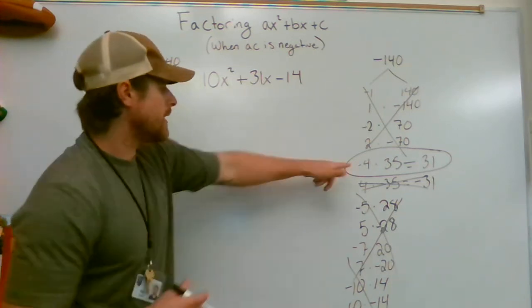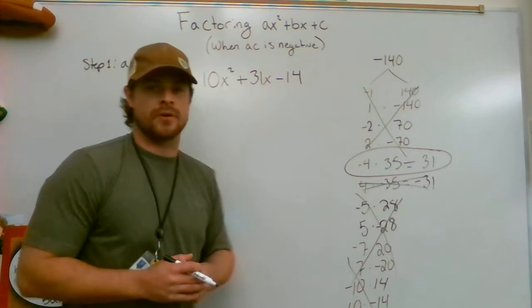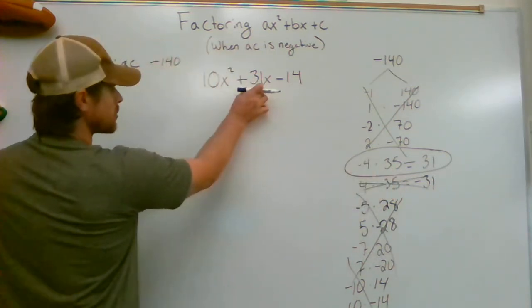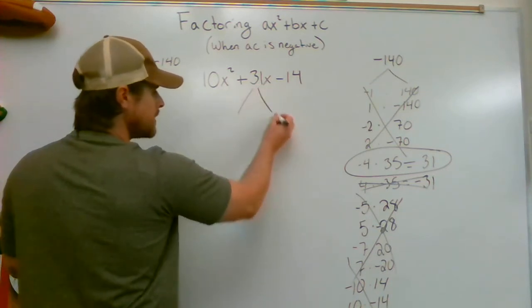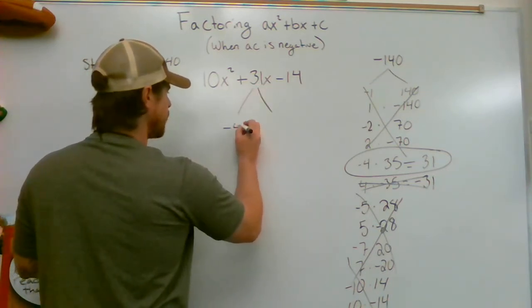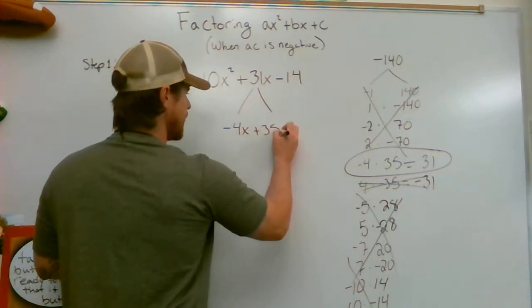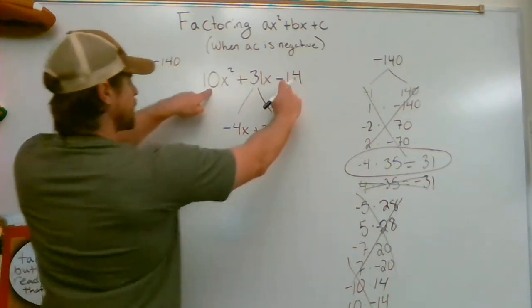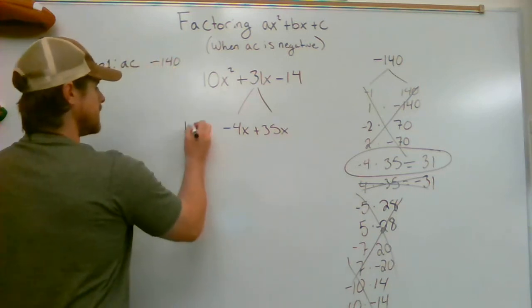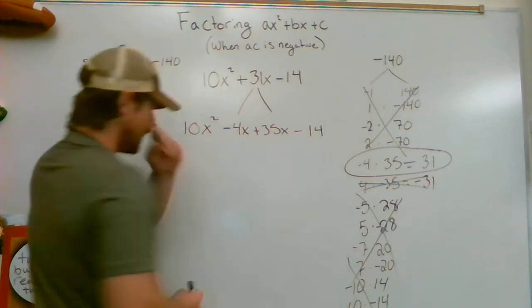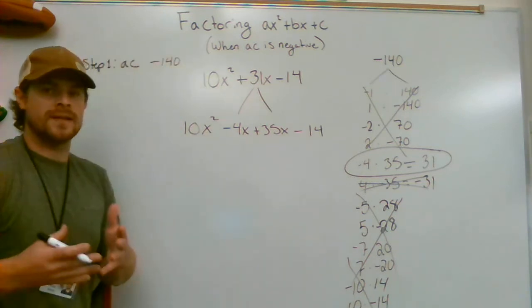All right, so now that I know I need a negative 4 and a positive 35, I'm going to write these two out as my middle term. So I'm going to show what that looks like right here. I'm going to say negative 4x plus 35x, and then I'm going to bring these down on the ends. 10x squared minus 14.